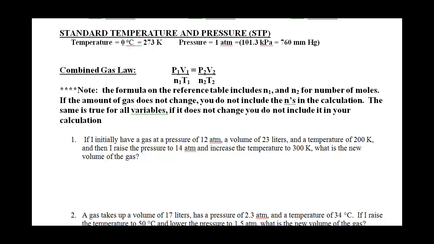STP is 0 degrees Celsius or 273 Kelvin, and what's considered sea level, which would be 1 atmosphere, which means it's equivalent to 101.3 kPa or 760 millimeters of mercury. Very useful. You don't have to memorize. Realize STP, standard temperature and pressure, means something. It's written on your formula chart. It just gives you a temperature and pressure.